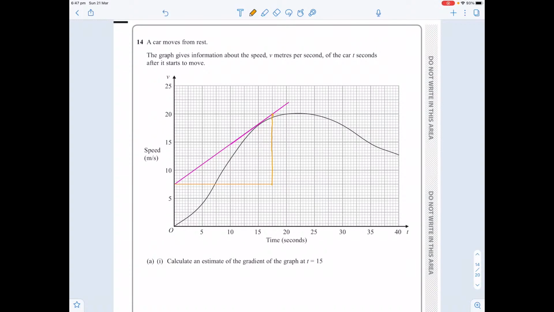So from here to here, we go from this value here and this value, which we've just counted as 5, so half of that is 7.5, and all the way up.